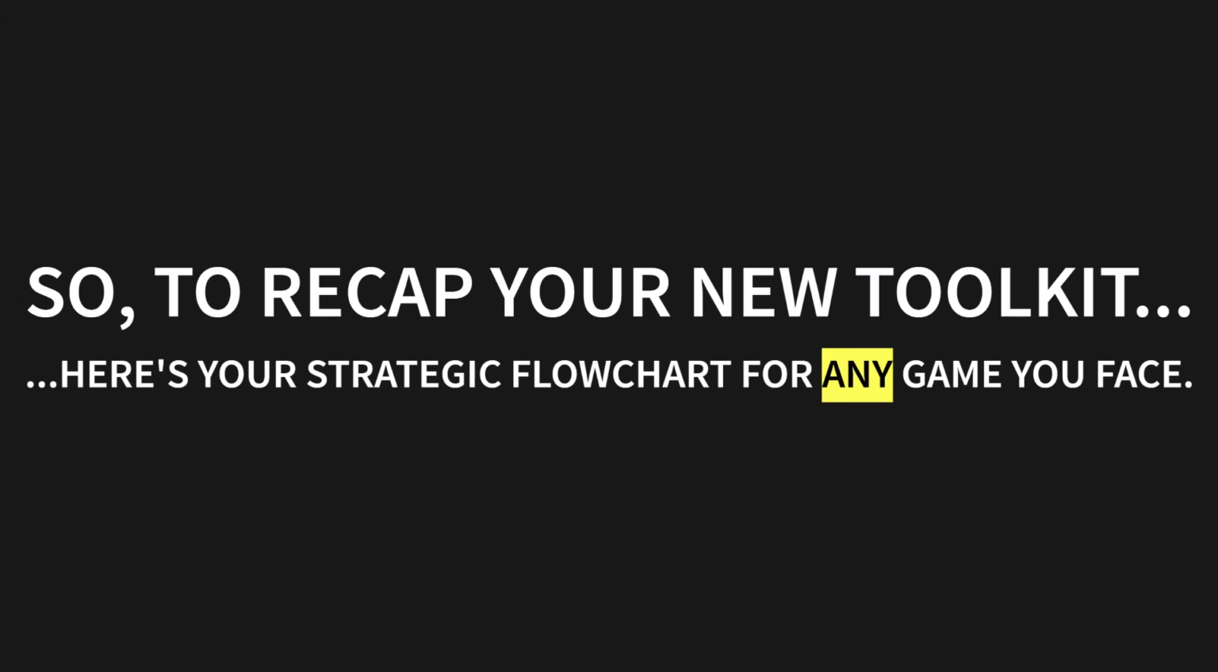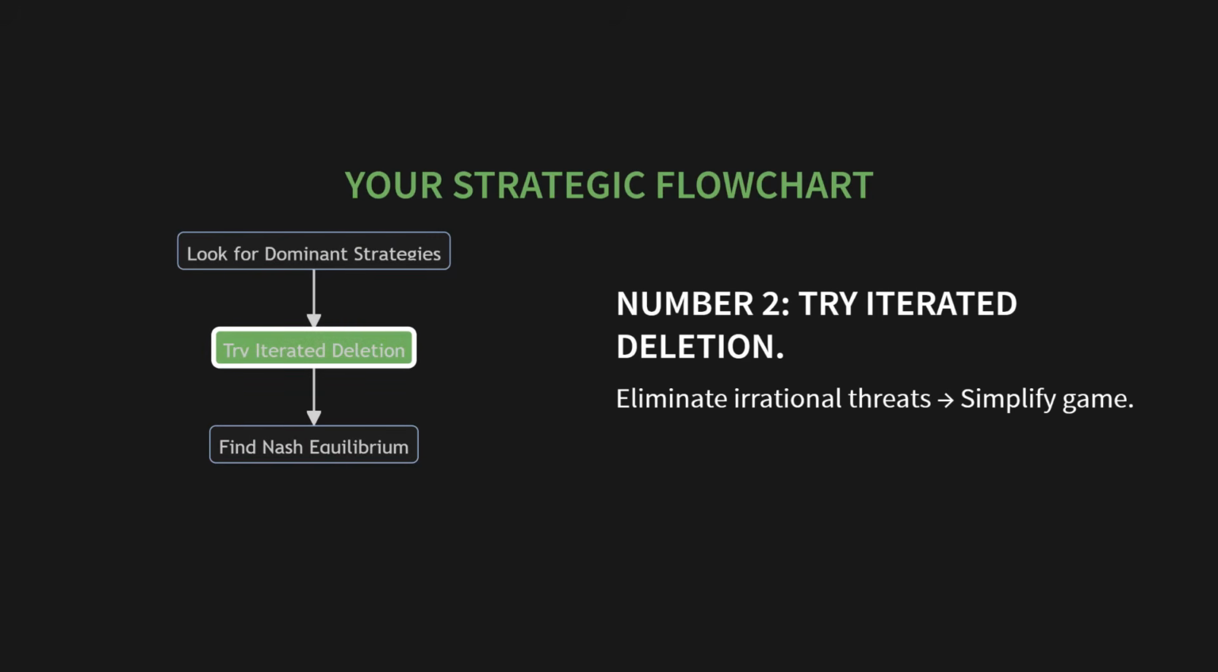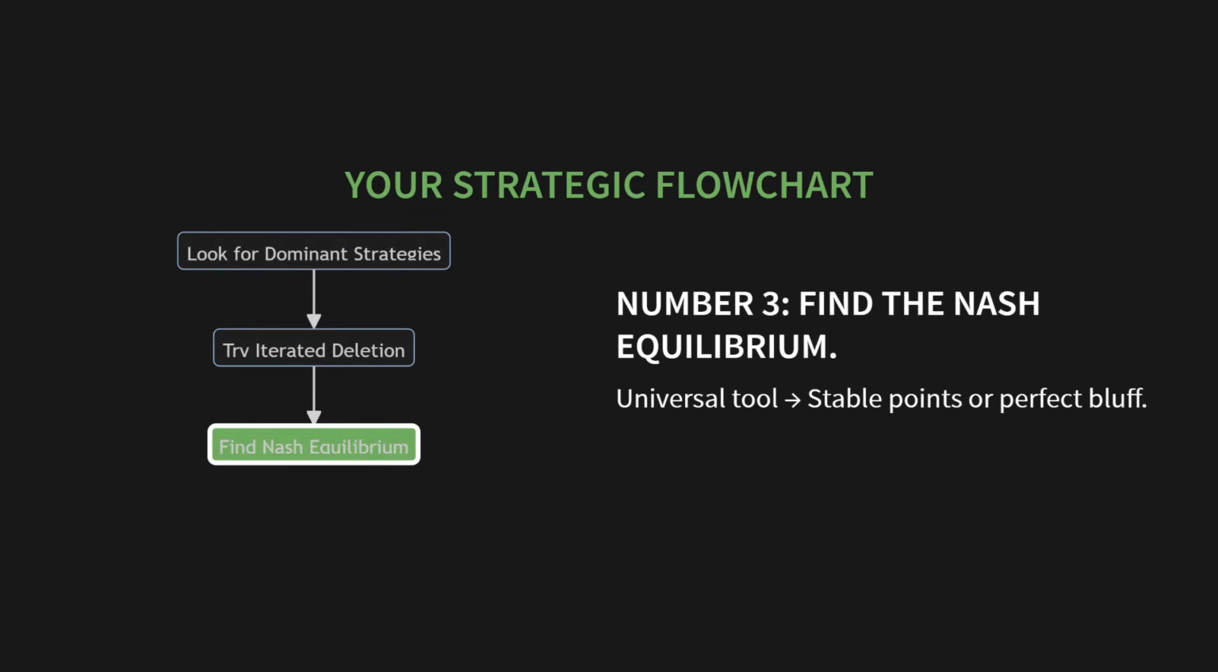Okay, look at the flowchart with me. Number 1, always look for dominant strategies. If you can find your master move, the game is solved. Simple as that. If that doesn't work, move to number 2. Try Iterated Deletion. This is where you simplify the game by eliminating the irrational threats, peeling back the layers until the answer becomes clear. And finally, number 3, find the Nash Equilibrium. This is your universal tool. It's how you find the stable points of a game, or even calculate the perfect bluff.